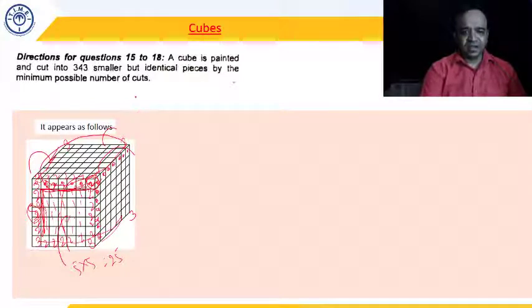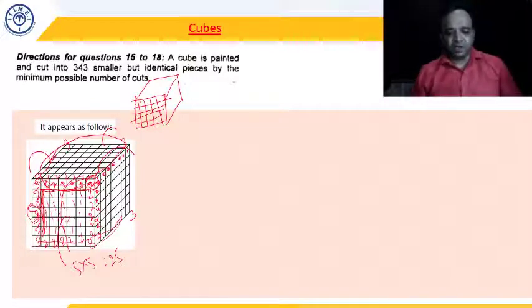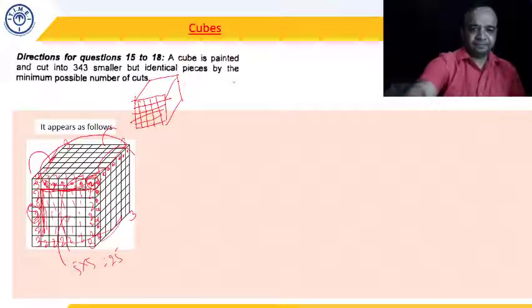And this looks like this. 5, fine, 5, and 5 along this. So 5 into 5 into 5, there are a total of 125 pieces which have no face painted. I hope this is clear.